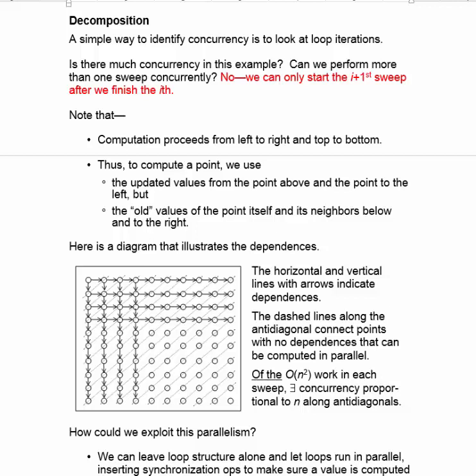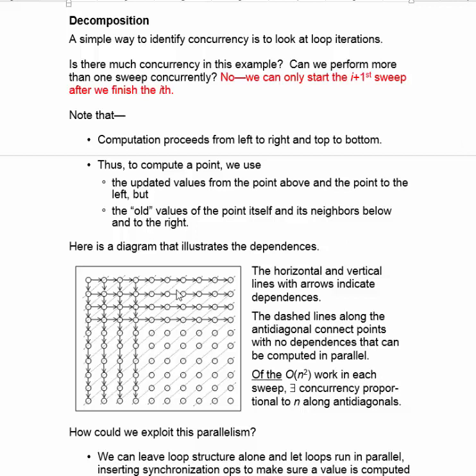The reason is that we're using the old values from the previous iteration and the new iteration, and so we can't do two iterations concurrently. Note that computation proceeds from left to right and top to bottom. I think we saw that last time. So when we compute a point, we use the new values from the left of the point and above the point, but the old values of the point itself and its neighbors below and to the right.